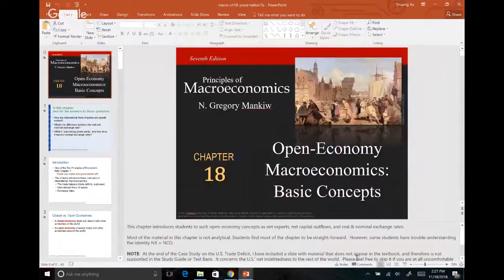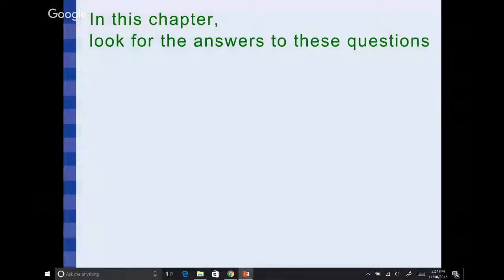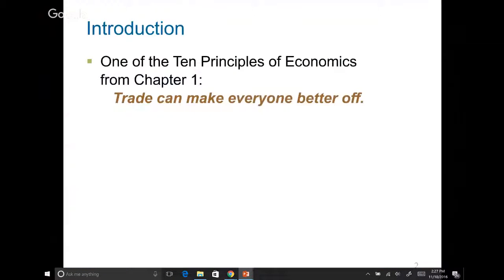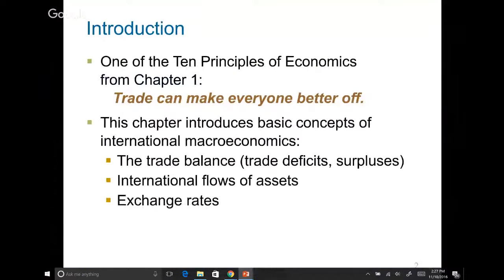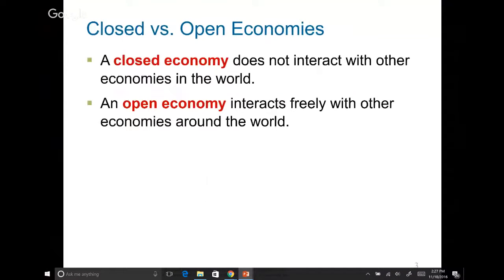Okay. All right. So the next chapter is the chapter on open economy. So some basic concepts on open economy. Again, most of this chapter is definitions too. So know what a closed economy is and what an open economy is. A closed economy is an economy that does not interact with other economies in the world. An open economy is an economy that interacts freely with other economies in the world.